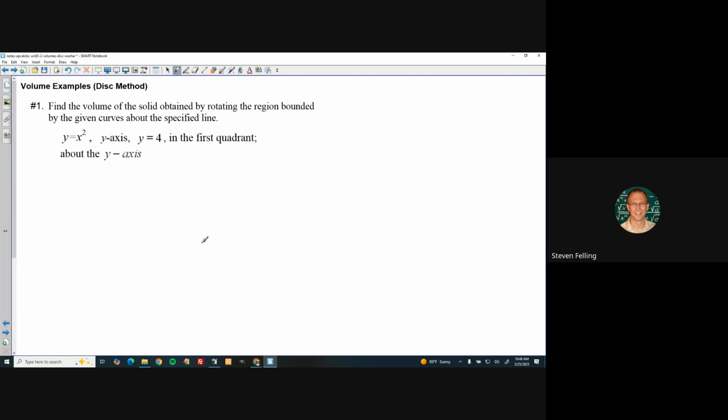So find the volume of the solid obtained by rotating the region bounded by the given curves about the specified line. We have y equals x squared. And let me just graph each of these in turn. y equals x squared. I'm going to put some tick marks on here.